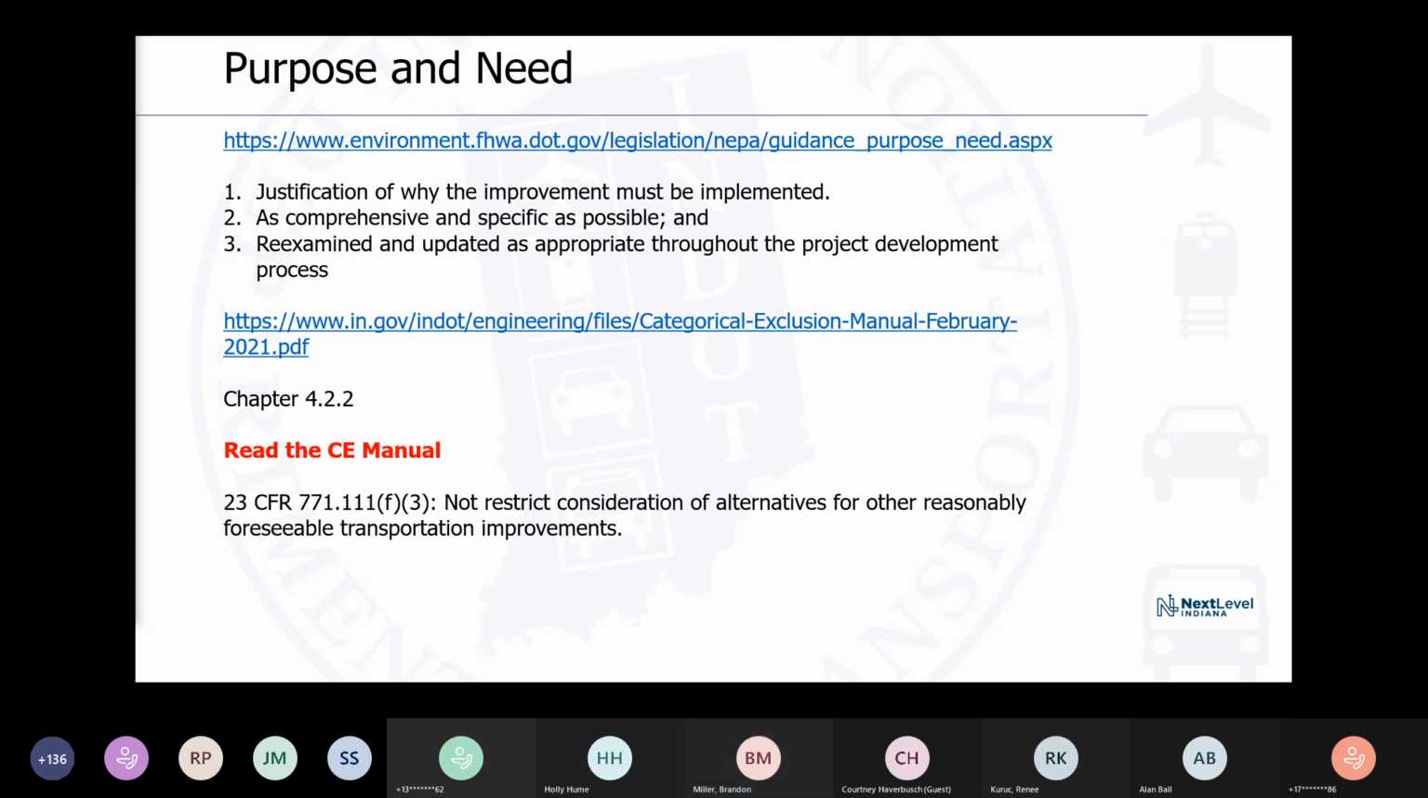So moving away from the federal highway guidance, the other thing I wanted to point out is that in chapter 4.2.2 of our CE manual, which is the second link, we have a fairly long explanation of purpose and need and the different things that we're looking for in the purpose and need.